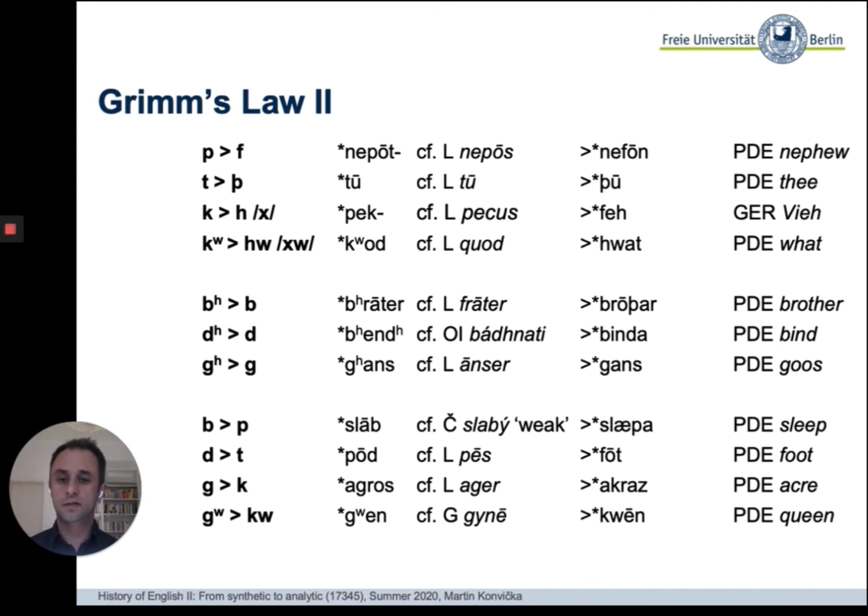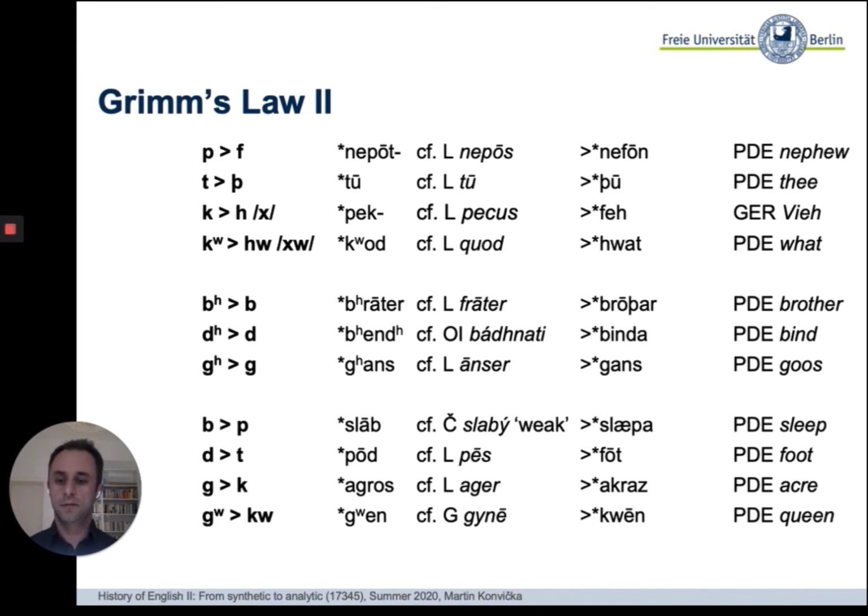Grimm's law is in fact a bit more complicated than only the 3 changes, p, t, k to f, th, g. There are actually these 11 changes happening. So you have p to f, t to th, k to g or h, and kw to gw. Then aspirated sounds bh, dh, gh to non-aspirated sounds b, d, g. And then b to p, d to t, g to k, and gw to kw. If you actually take a look at that, you will see that the whole system changes.